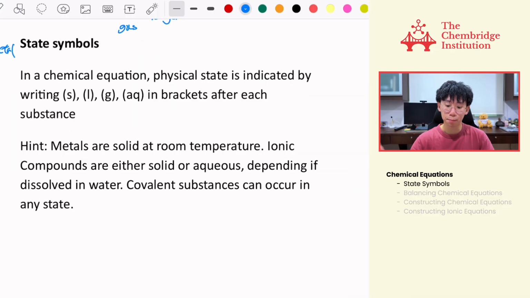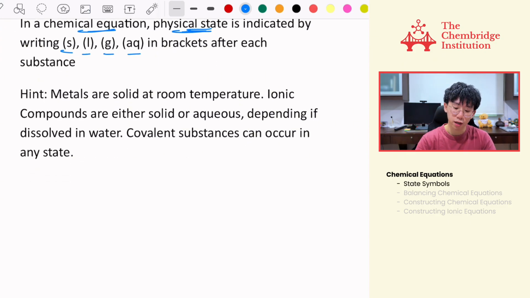Next, let's take a look at state symbols. The state symbols in a chemical equation are very important. They indicate the physical state of the particular element or compound. This is usually solid, liquid, gas, or sometimes aqueous if it's dissolved in water. And they're usually put in brackets.